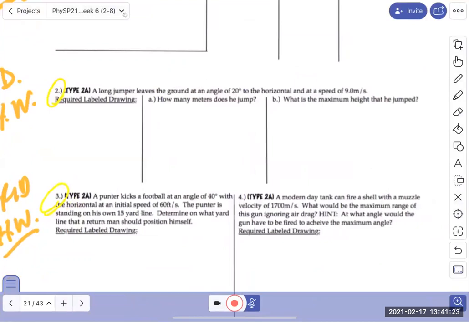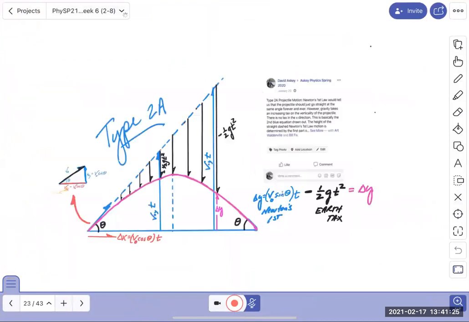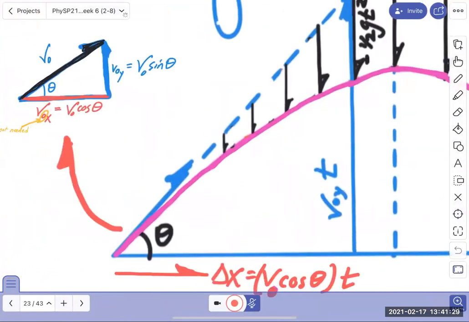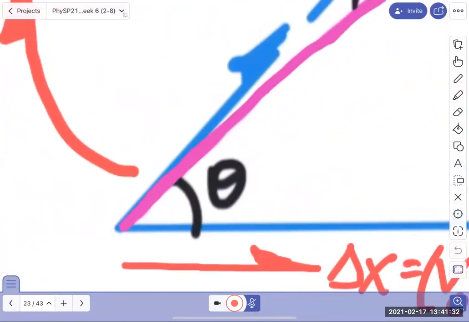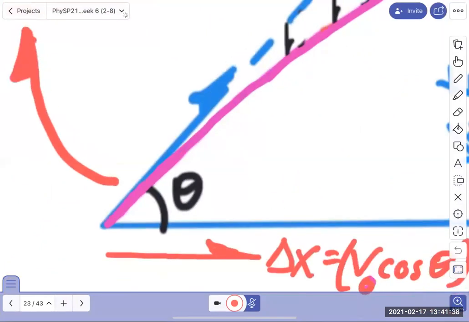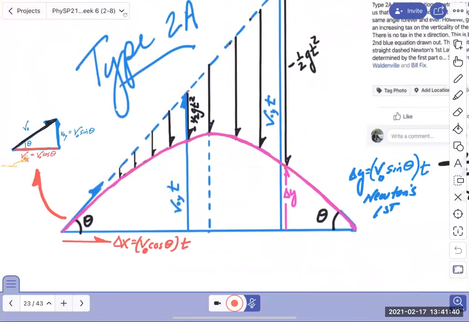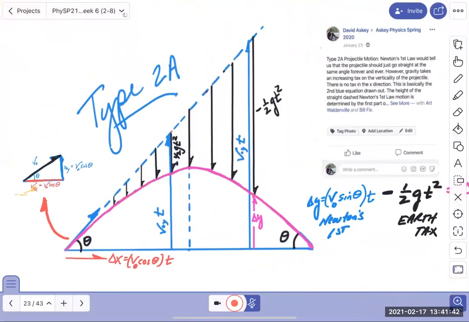But let me give you this heads up. Here's what I'm going to do. I'm going to animate because I don't know if it's going to register with you in the few minutes that we have. But here we go. This is a type 2A projectile motion problem in all its glory. And it's just the purple path because it's a parabola, right?